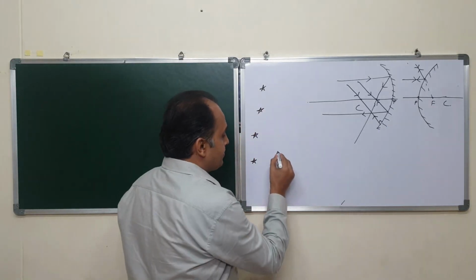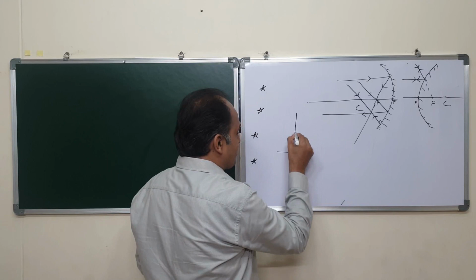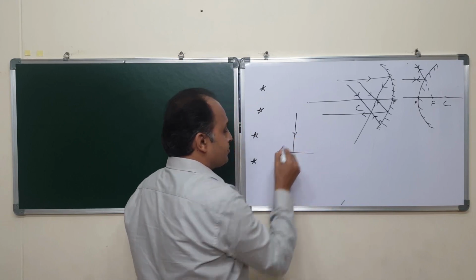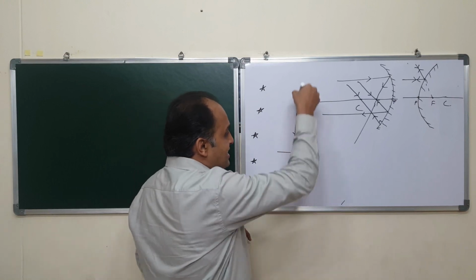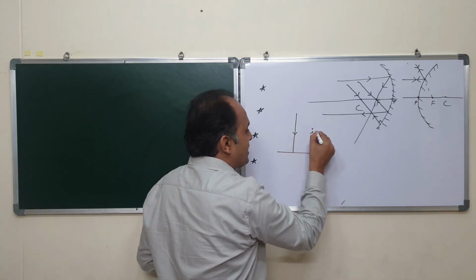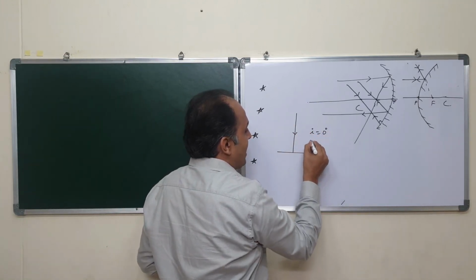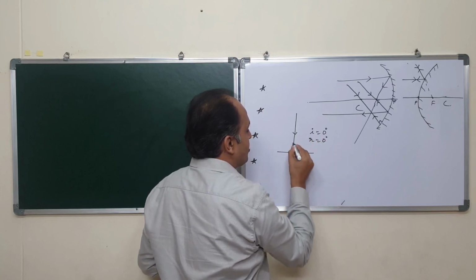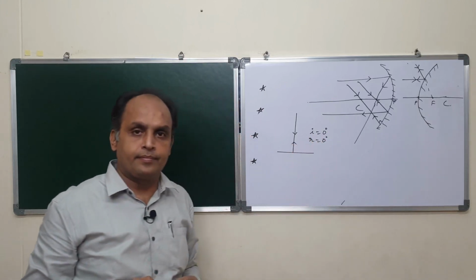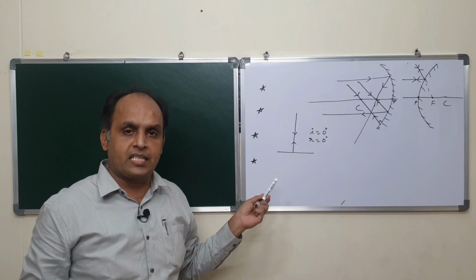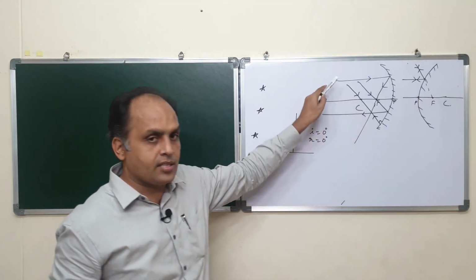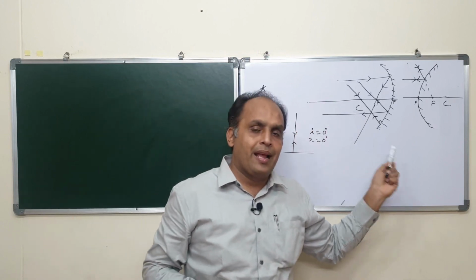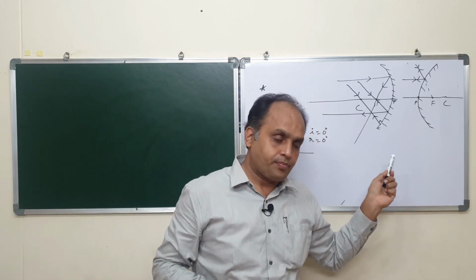If this is the mirror, it strikes like this. So if it is striking like this, it is coming along the normal. So the angle of incidence is equal to 0 degrees, so the angle of reflection is also 0 degrees. So the ray goes back like that. That's the third rule. Any ray of light which first passes through the center of curvature retraces its path because it strikes the mirror at an angle of 90 degrees.